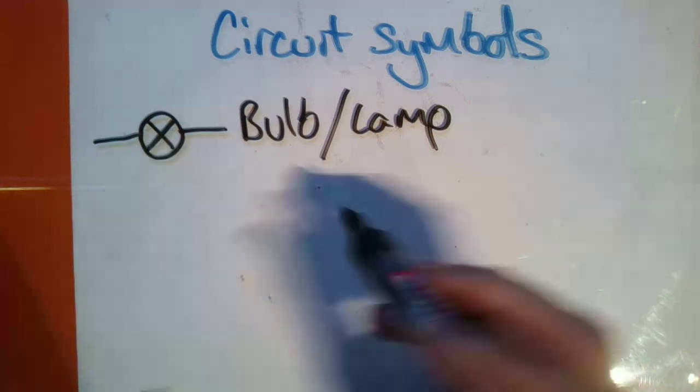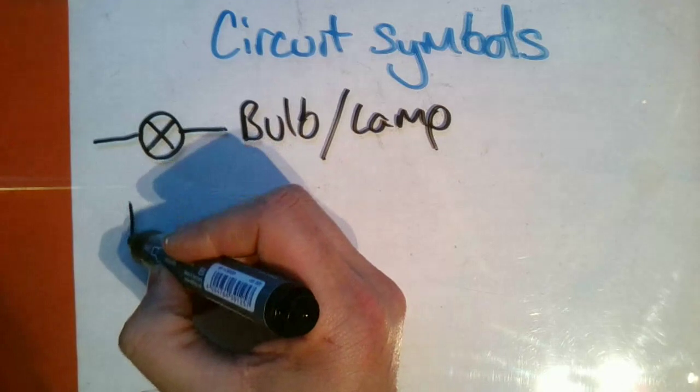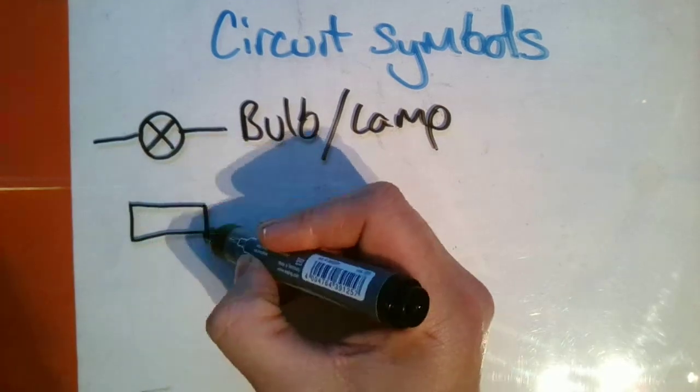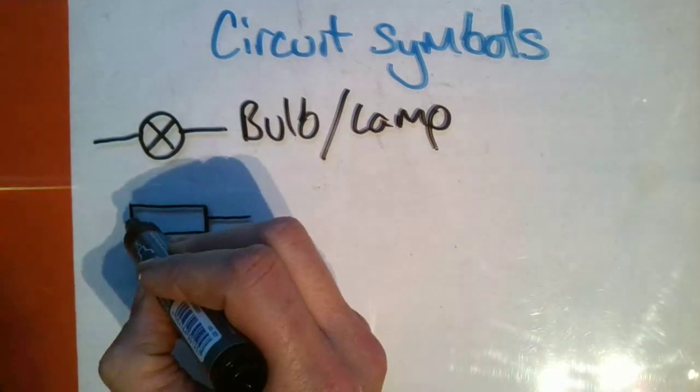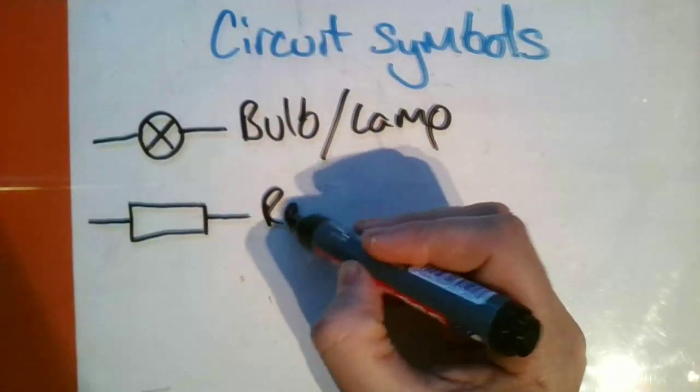The next one we're going to look at is a resistor. Now this can come in many different types in its physical sense, but its symbol is a rectangle with the wires coming out either end. So we're going to spell it like this.